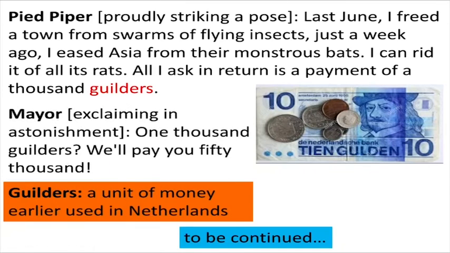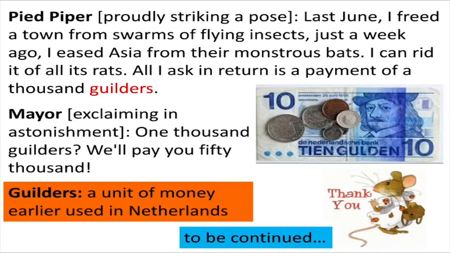Mayor, exclaiming in astonishment, "1,000 guilders! Well, we'll pay you 50,000." So the mayor is trying to bargain here, saying that 1,000 guilders is quite a small amount. So we are going to pay you 50,000 for your work if you successfully drag the rats out of the town of Hamelin. Right, children? So this much in this video.